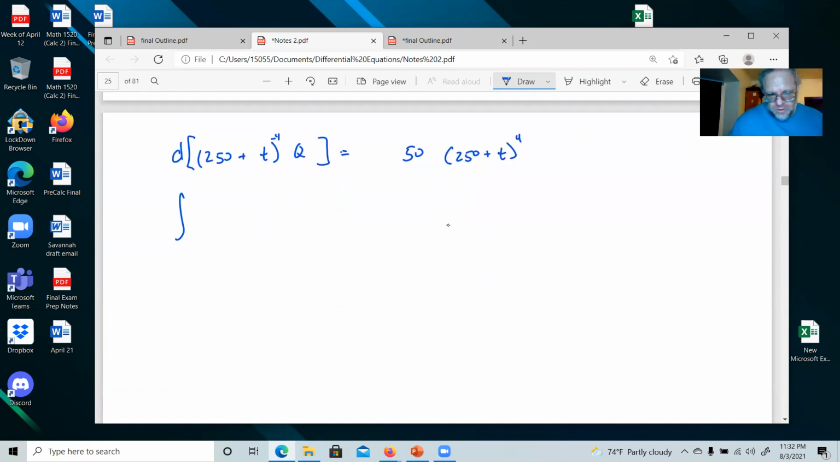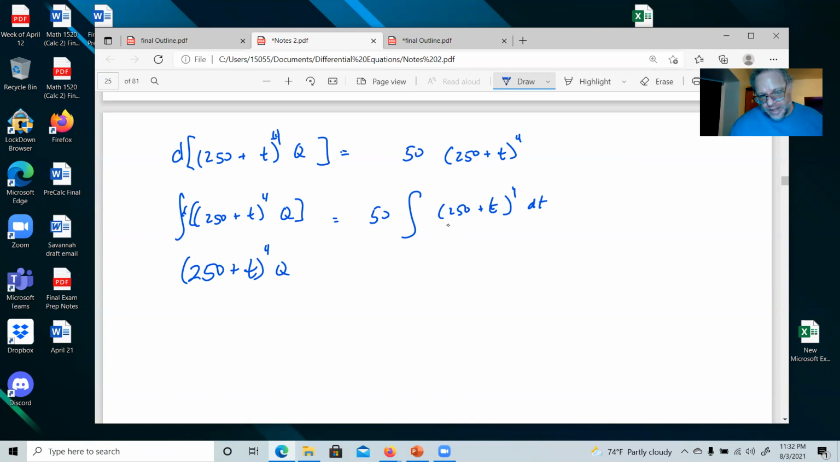Take the integral of both sides. That's just a 4. It shouldn't be a negative or anything like that. It's q, and that's a derivative. And then we have the integral of this side, which is going to be 50 times 250 plus t raised to the 4th, dt. All right, so this is 250 plus t raised to the 4th power q, just the integral of a derivative. And that was equal to 50.